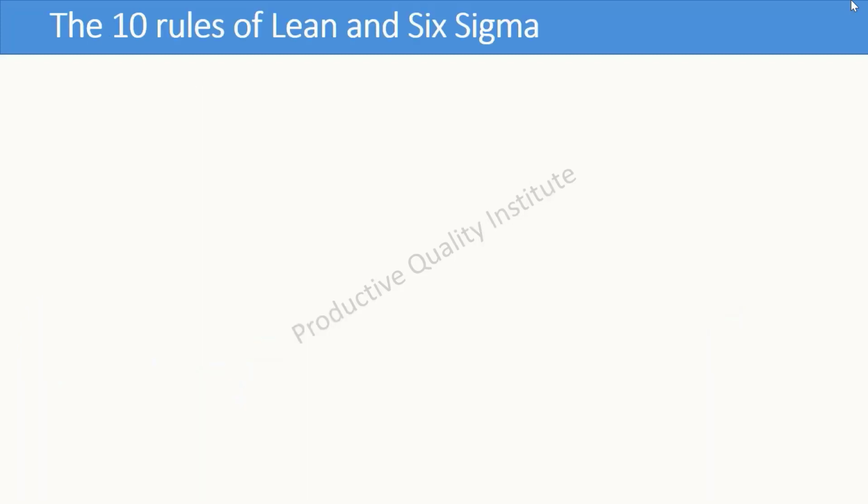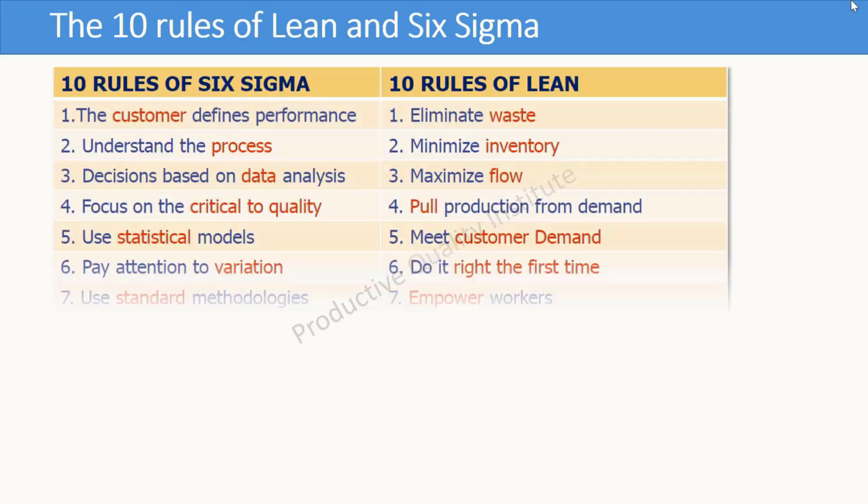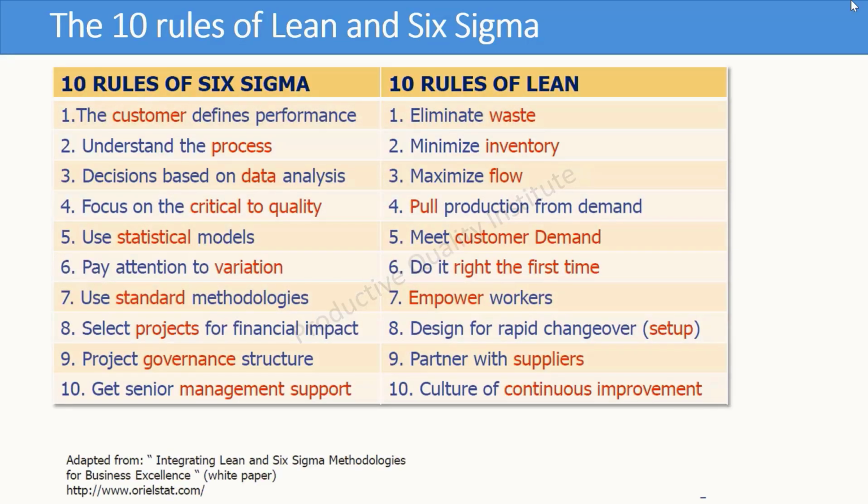The 10 Rules of Lean and Six Sigma. We begin with the 10 Rules of Six Sigma. 1. The customer will define the performance in your mill by defining the limits which determine the good and defective product. 2. You must understand the process. 3. The decisions should be taken based on data analysis and not spontaneous. 4. You must focus on the critical to quality. 5. Always use statistical models.